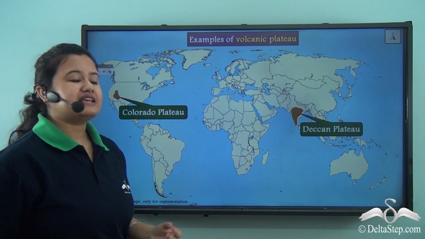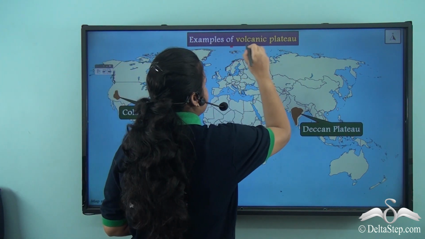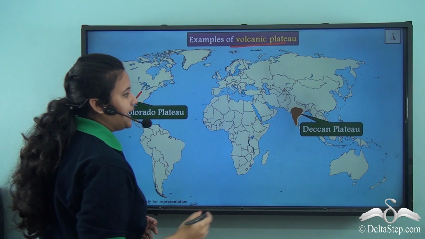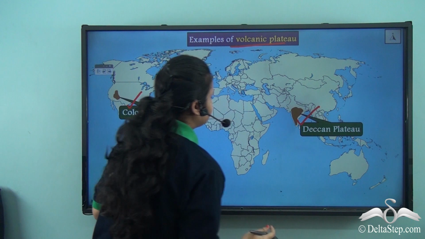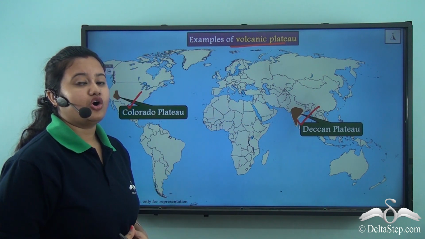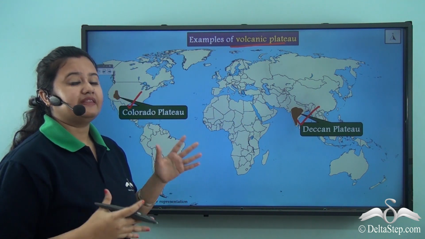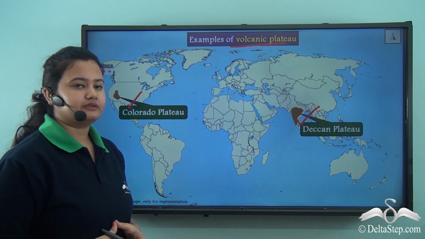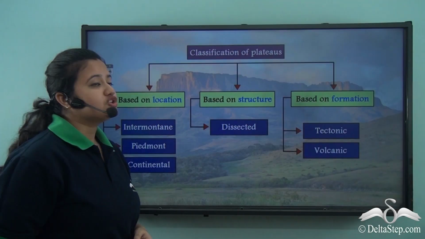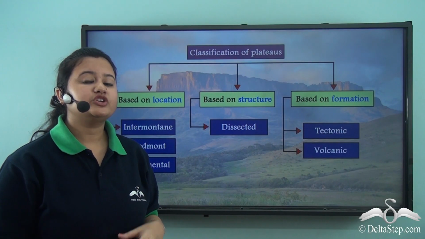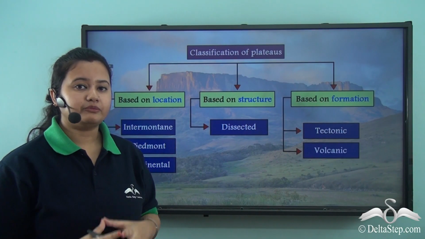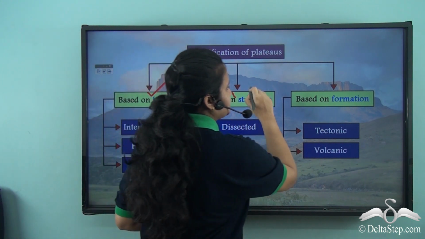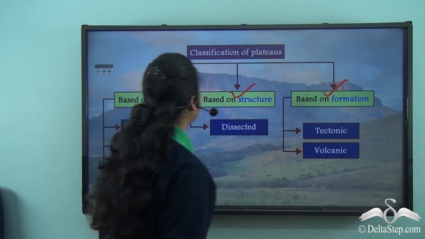Some classic examples of volcanic plateaus are Colorado Plateau of North America and Deccan Plateau of India. Both these plateaus are of volcanic origin and they are considered as one of the oldest landforms of the earth. So we tried to distinguish plateaus on various parameters, that is based on their location, structure and formation.